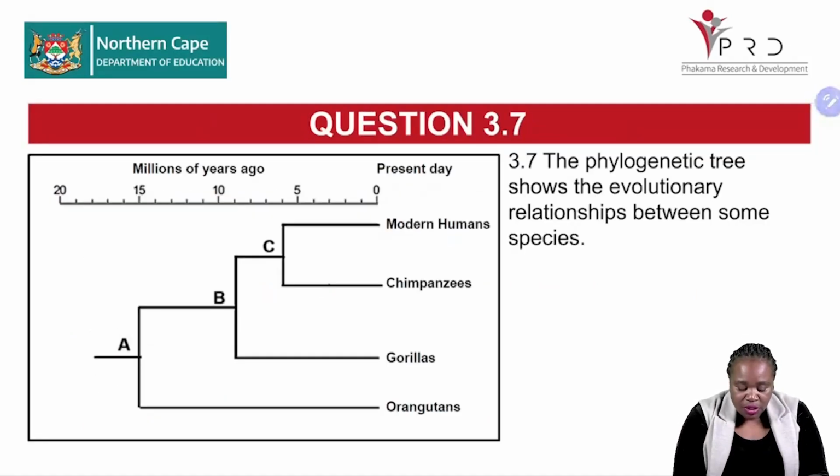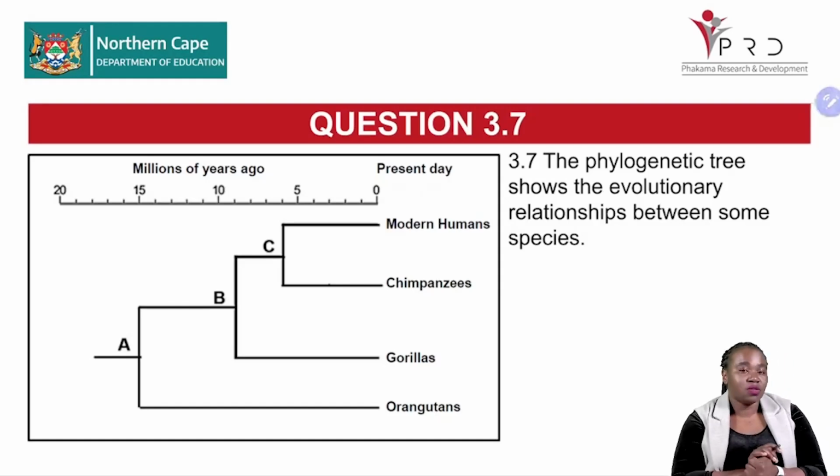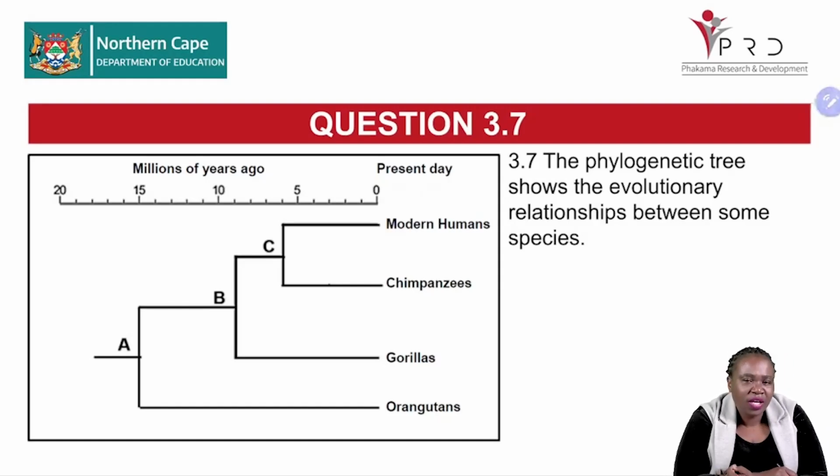Okay, now 3.7, the phylogenetic tree. The phylogenetic tree shows the evolutionary relationship between some species. Okay, please make sure that you bring a ruler into your examination before you can attempt to answer this question. Make sure you bring actually all your mathematical instruments so that you are able to answer any question, because you might be asked to draw a pie chart. You should be able to then draw that pie chart.